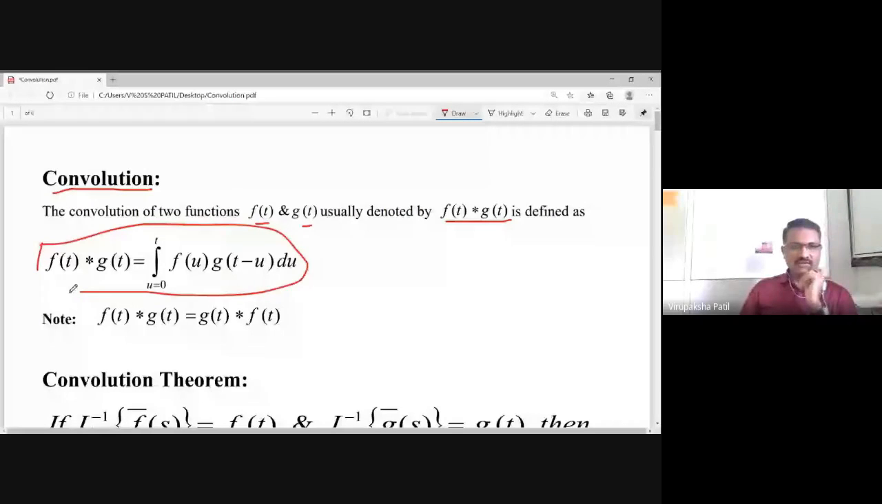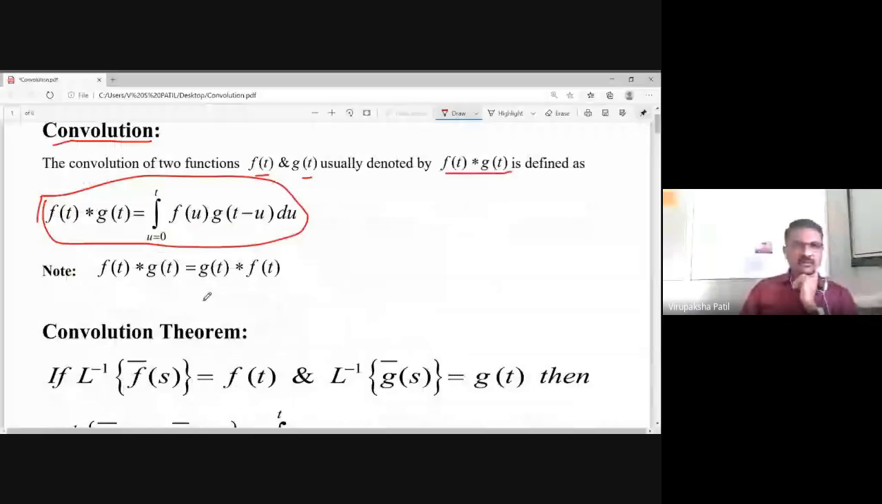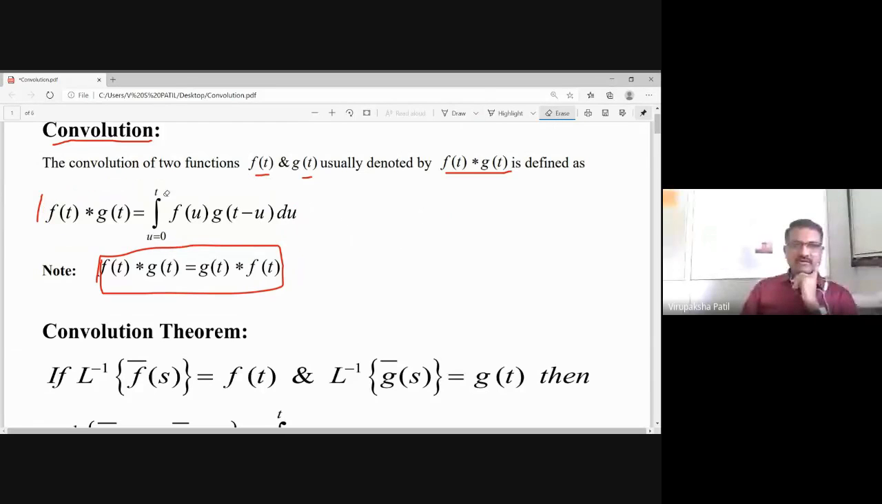One more thing is that convolution is commutative. That is, if you want you can take g of t first, and if you want you can take f of t first. No issues. As the situation demands, as per your convenience, you can take whichever is first. Commutative means a into b is equal to b into a. That is the commutative property. So convolution is commutative, which we will discuss later.